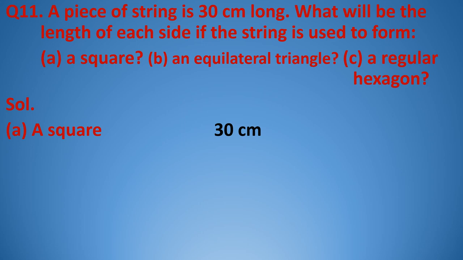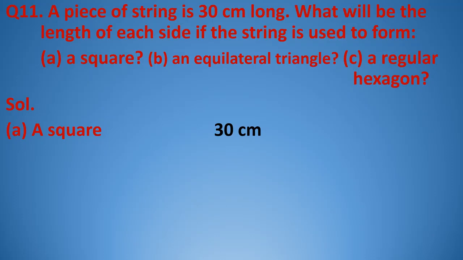We have a piece of string that is 30 centimeter long. Now this string we are using to form different shapes, okay, by folding it. Once we are folding it in a shape of square, then we are folding it in a shape of an equilateral triangle, and after that a regular hexagon.